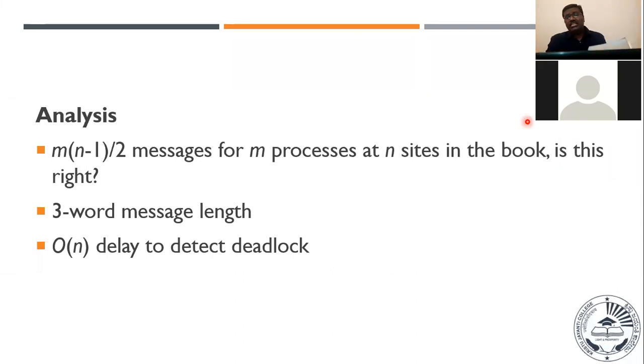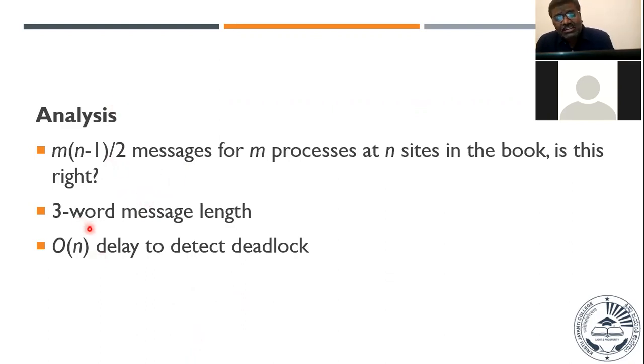So there are m processes at n sites in the book, and ultimately this is right because of the analysis. But if you see m processes, (n minus 1), this is going to be divided by 2. So this is going to be the number of messages, which is going to determine the time complexity of this algorithm.